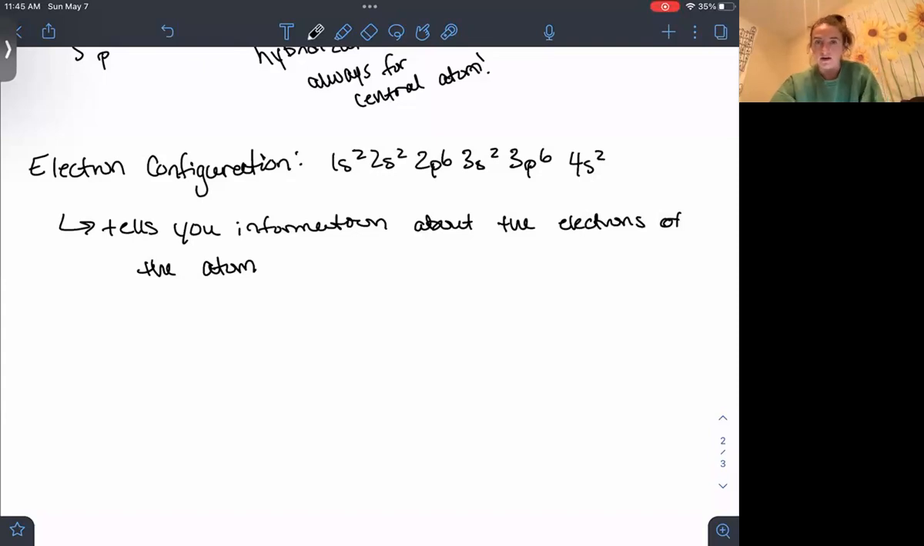Okay, anything else about Lewis structures, hybridization, resonance, polarity, electron configurations, anything like that?